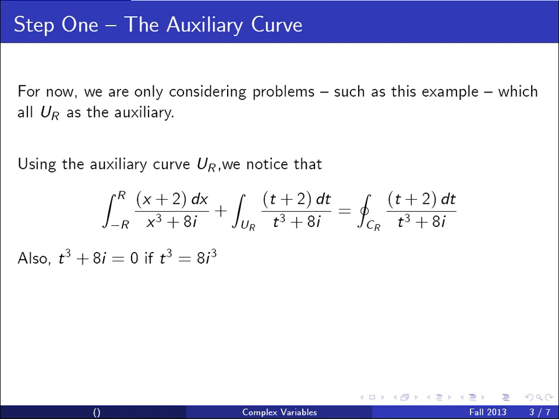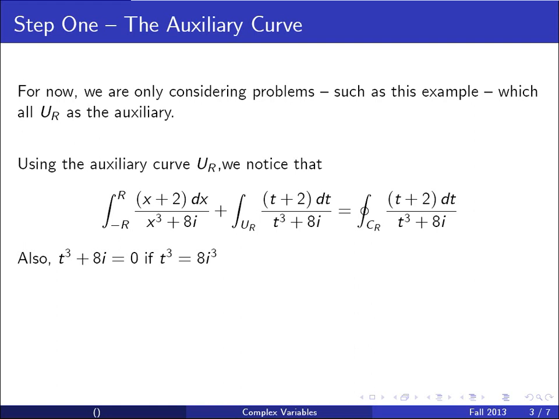Using this u sub r, we notice that we get the sum of these two integrals, negative r to r, (x + 2) over (x cubed + 8i) dx, plus the integral over u sub r, (t + 2) dt over (t cubed + 8i), is equal to the integral over a closed curve, c sub r, of (t + 2) dt over (t cubed + 8i).